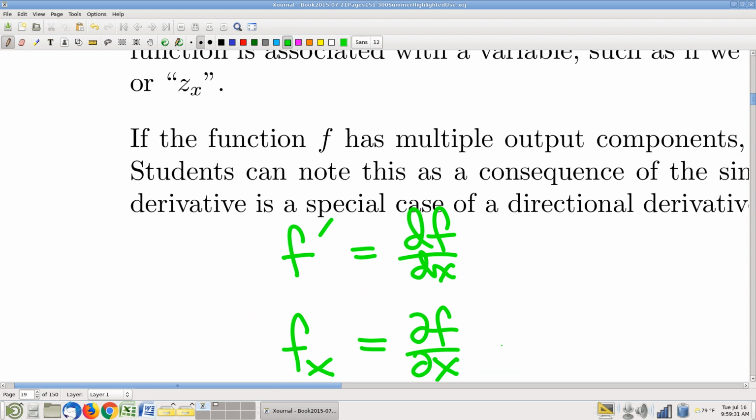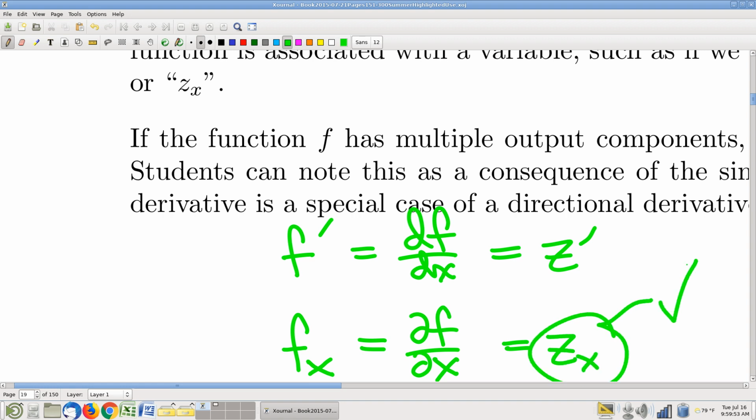And then, of course, likewise, if you give a name to your output variable, say the name of your output variable is z, you can write z prime in single variable calculus. It's understood that prime means derivative. Likewise, here you could write z x, and this is going to be a convenient notation in lots of circumstances.